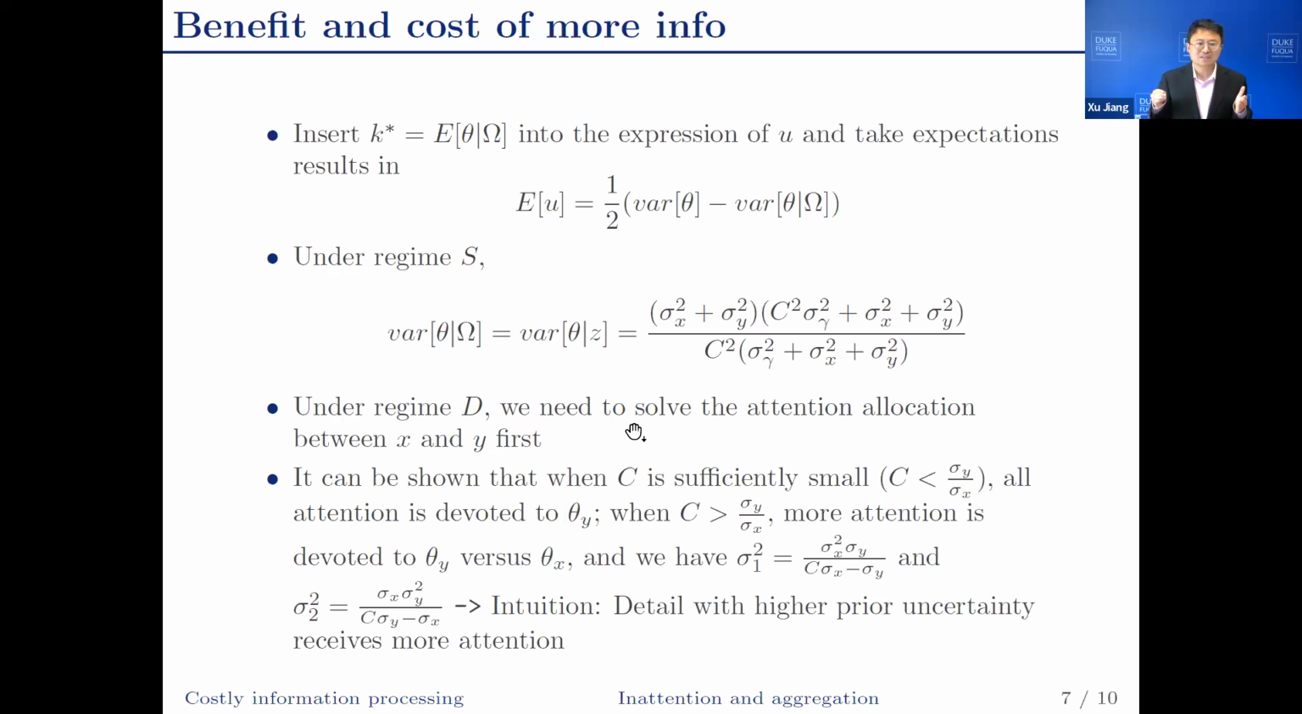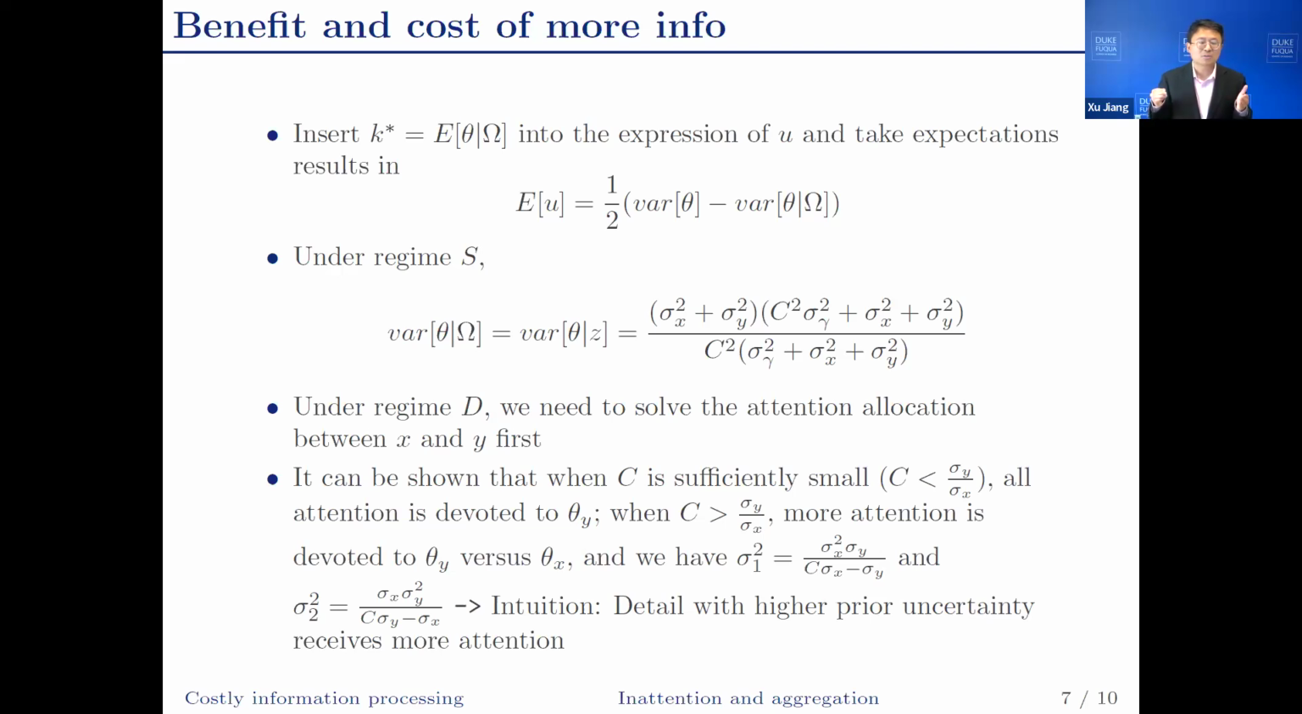It can be shown that when the capacity is sufficiently small, all of the attention is devoted to processing theta y. When the capacity is not that small, you're going to process both theta y and theta x. However, more attention is going to be devoted to theta y. And that results in the solution for sigma 1 squared and sigma 2 squared. And here's the intuition. This intuition comes from the general insights from rational inattention models that we discussed in Lesson 3 of this module.